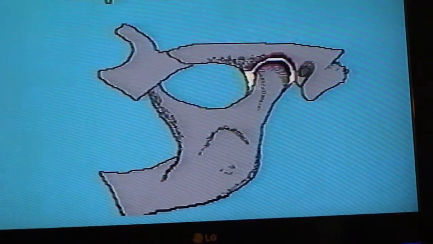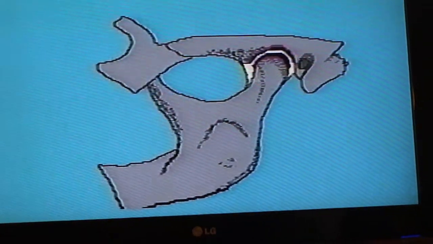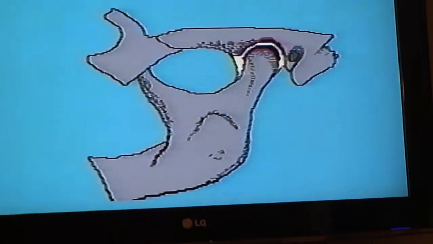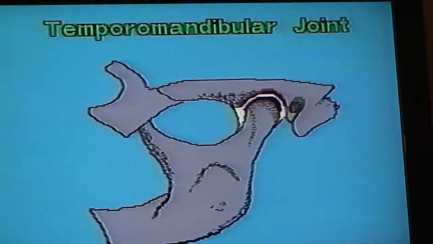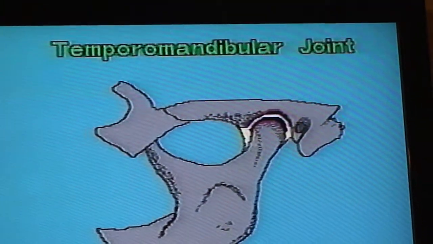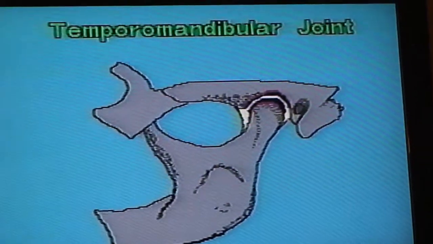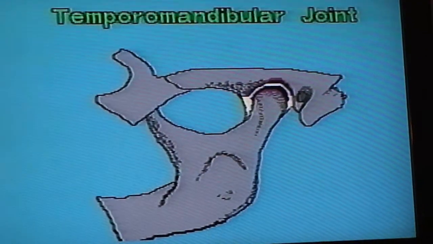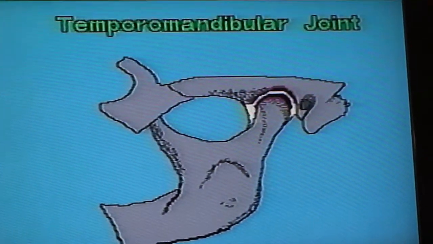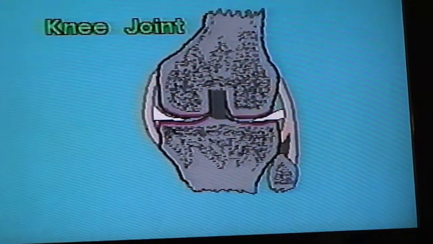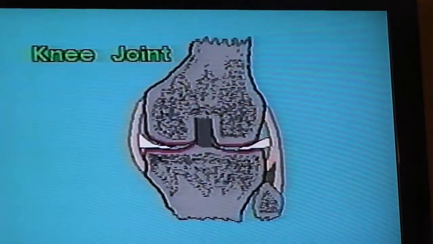During speaking, when the mouth is slightly opened and closed, a hinge action occurs utilizing the lower compartment. When the mouth is opened wide, as in yawning, then the upper compartment comes into play. The fibrocartilaginous disc slides forward, carrying the head of the mandible with it. Articular discs are also found in the knee joint, where they are referred to as menisci.